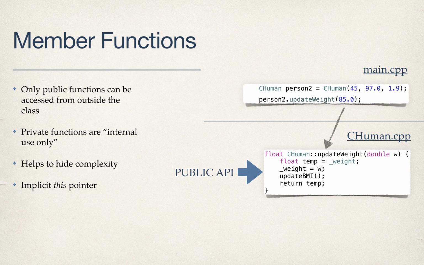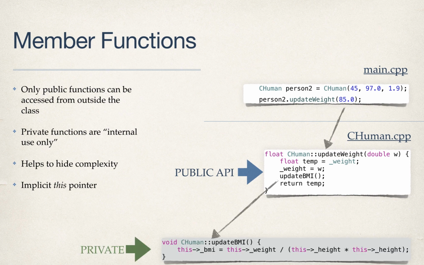All right, and basically when we update the weight, we're also updating the BMI. The user doesn't need to care about that. They just need to know it works. That calls a private member function, right? So here we couldn't go .update BMI because it won't be visible. You can't call it. It's private. But from within inside the update weight, which is public, it will call it on a needs basis.